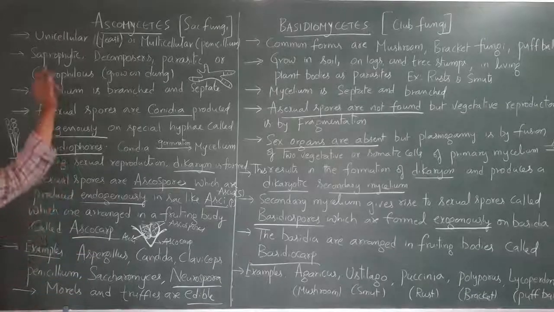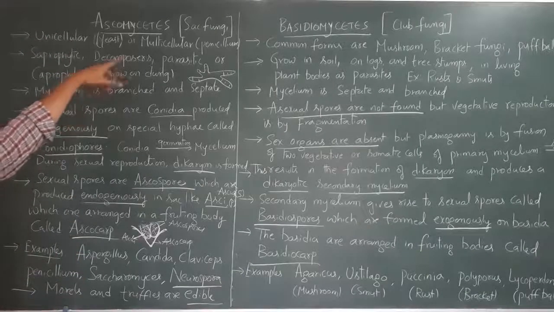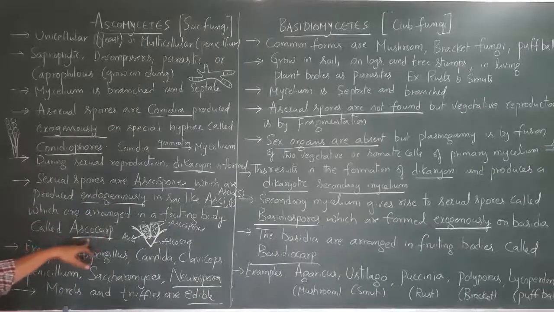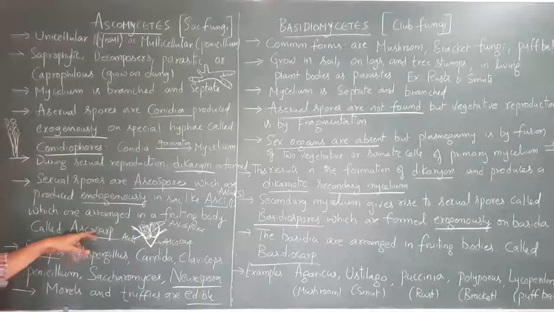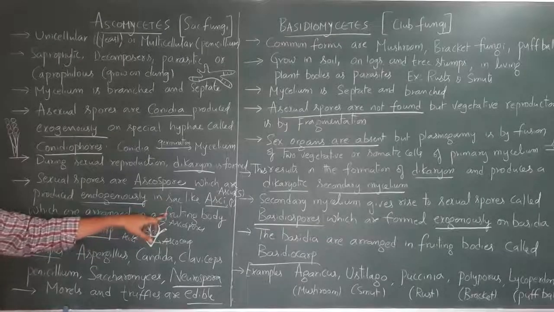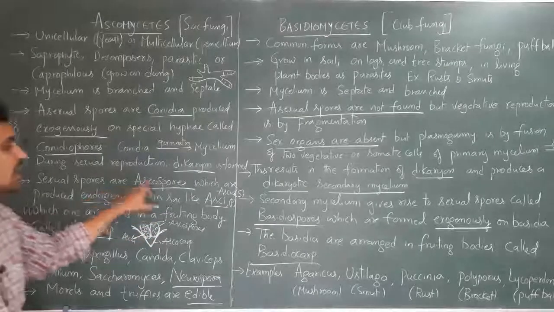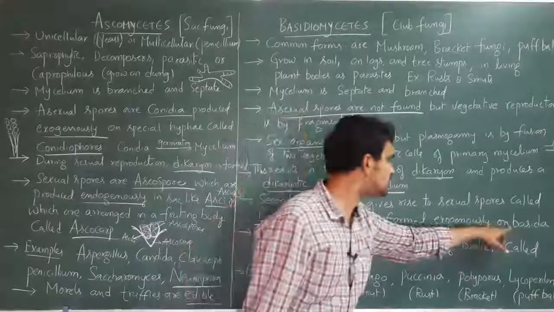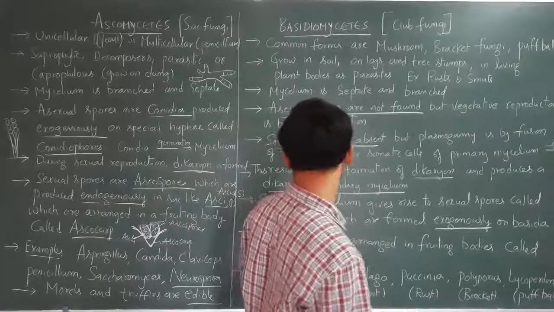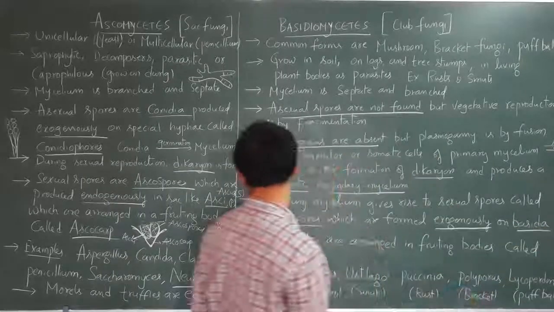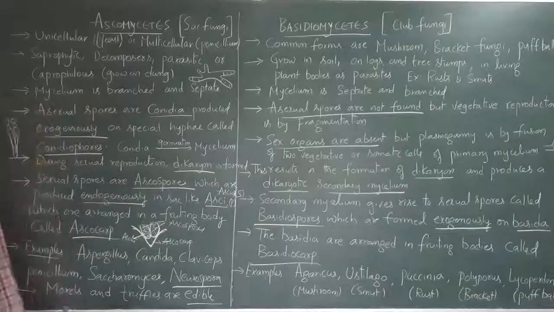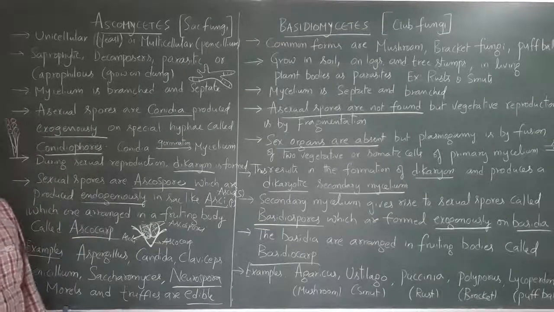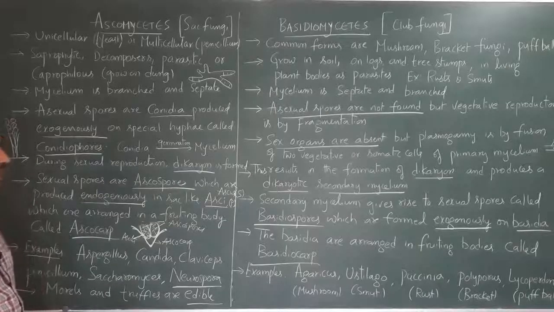If you compare the sexual reproduction in ascomycetes and basidiomycetes, you can find almost similar structures, but the names are different. The ascocarp contains asci. The ascus contains ascospores. Same here: the basidiocarp contains basidia. The basidium contains basidiospores. So this is how sexual reproduction takes place in case of basidiomycetes.